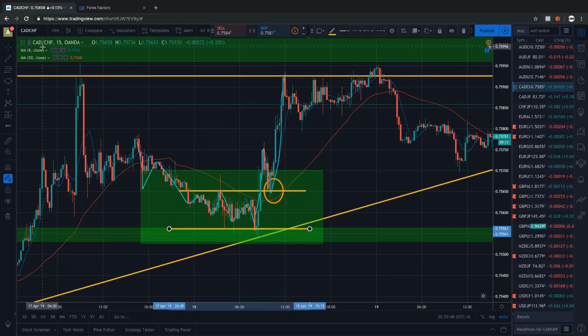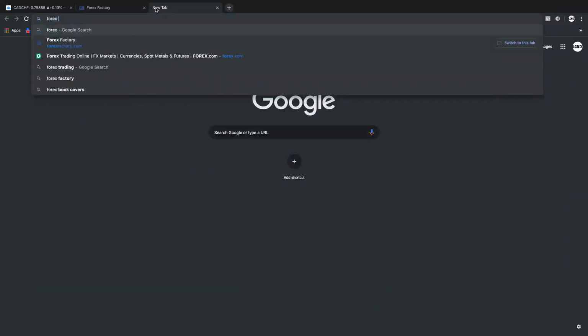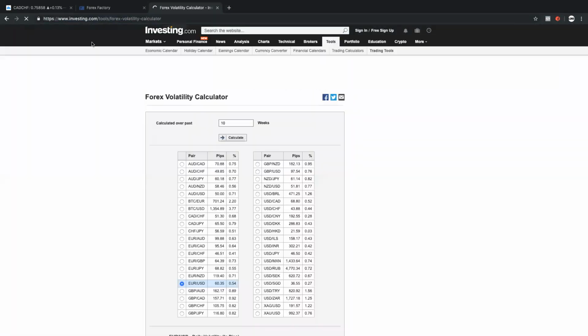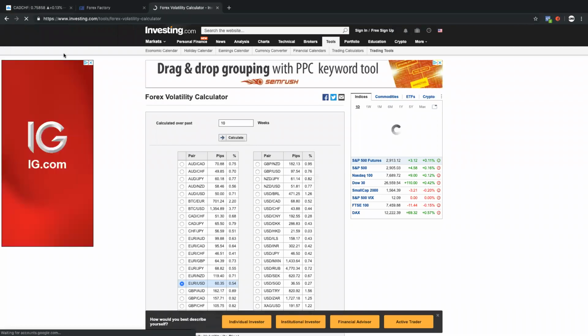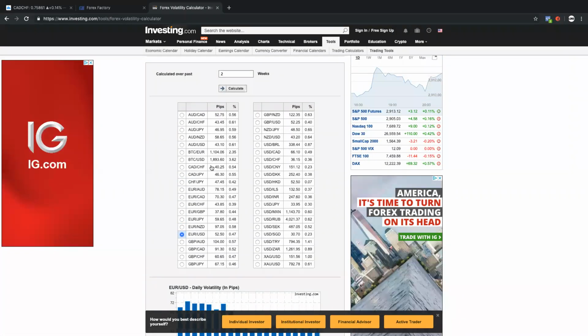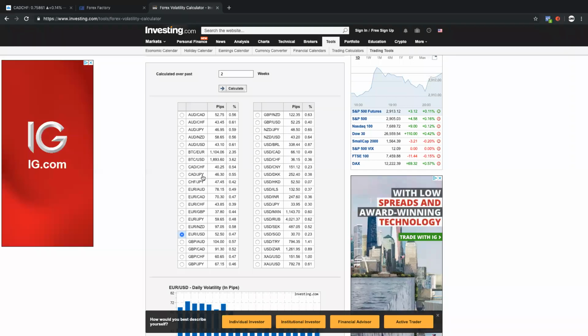Now, this pair here, if you look at the Forex volatility calculator, it'll tell you how much this pair moves on a daily basis. Looking at the CAD Swiss franc, let's see if it'll pull it up here. The CAD Swiss franc moves about 51 pips per day. This will give you a gauge on how many pips you should be looking for with that pair. If I change it from 10 weeks to 2 weeks, it's even smaller, 46 pips per day, or excuse me, 40 pips per day.